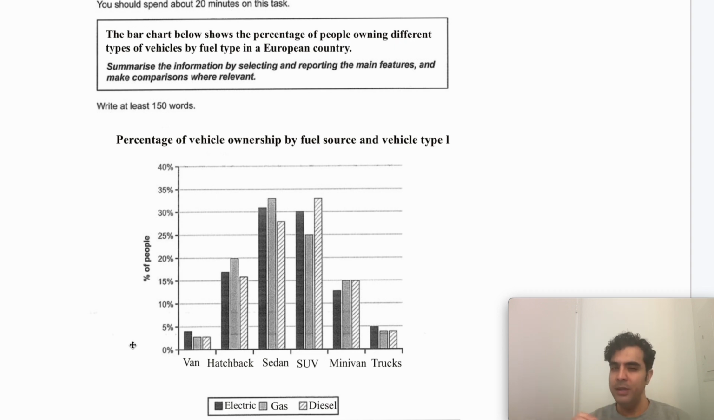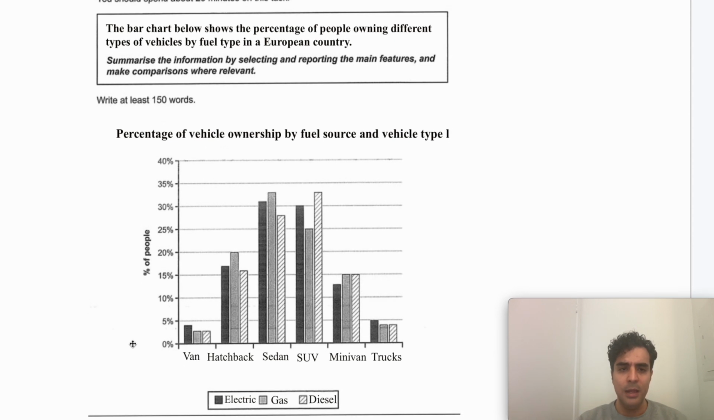Okay, so we've identified what is represented by the vertical axis, the horizontal axis, the scale. So it's 5, 10, 15, 20. So it's increasing by 5 percentage points each case. And what about the key? Well, it says percentage of vehicle ownership by fuel source and vehicle type. So yeah, that's also a repetition of what was in the question. I don't think there's anything else.